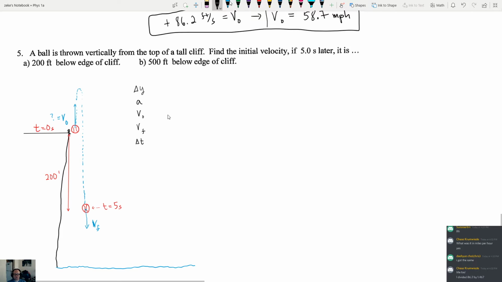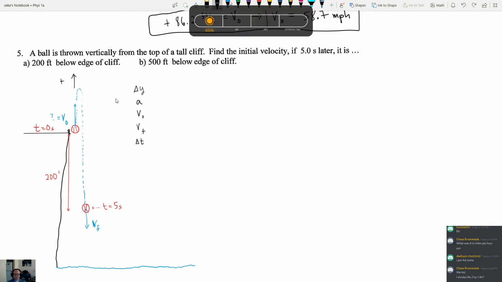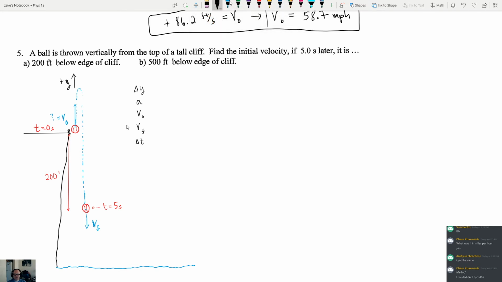And in order to even use these equations, we need to define an axis. So I'm going to call this the positive x direction. No, positive y, my bad. Positive y direction. So down is going to be negative. And you also need to pick a coordinate that's y equal to 0. So let's define this point right here to be y equal to 0, the starting point. Okay?